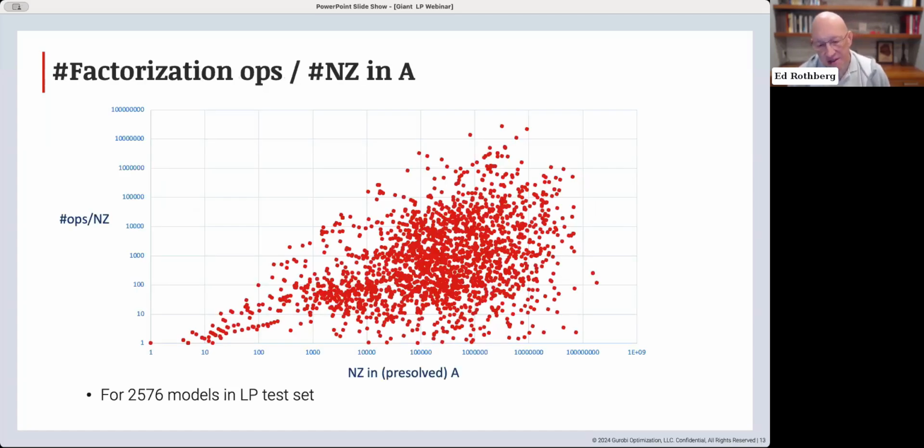So here's a scatter plot. On the x-axis, we have the number of non-zeros in the pre-solved A matrix. And on the y-axis, for each model, we have the number of floating point operations for the factorization divided by the number of non-zeros in the matrix. Each point here is one model from our LP test set, so there are 2,576 points on this plot. The thing to note here is that as this ratio of factorization operations to non-zeros increases, the scope for improvement for PDHG increases as well, because the barrier relative to PDHG is getting more and more expensive as you rise on the y-axis on this chart.